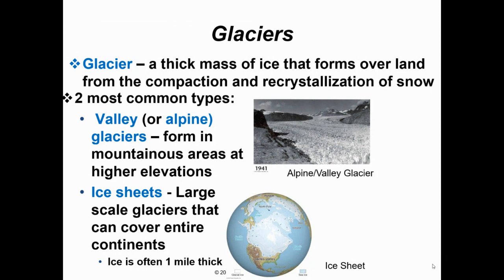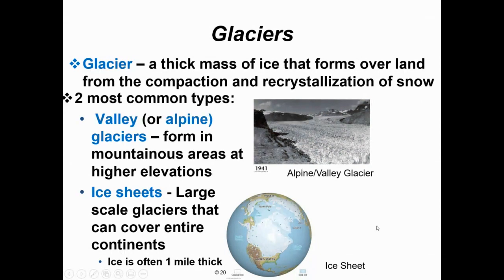All right, so there's two types of glaciers. There's valley glaciers, also known as alpine glaciers. Those are found in mountainous areas. And then there's ice sheets. These are large glaciers that, when they are present, tend to cover large areas of continents.